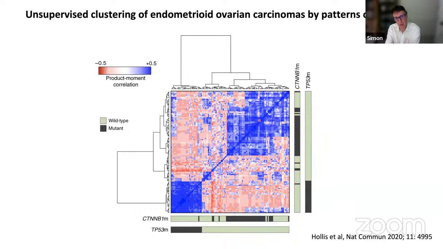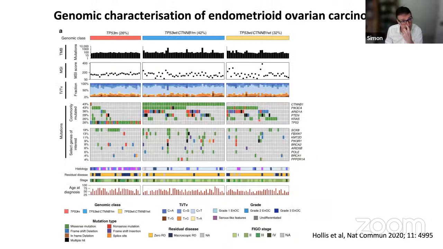So this is unsupervised. This is agnostic. We haven't told the algorithm what to look for. It's just pulled these out on the basis of similarity. And when you look in more detail at this, you see that there are essentially three groups. There are those that are P53 mutant, and then the P53 wild type tumors can be split into two based on whether there is or is not beta-catenin mutation. And these separate out quite nicely on the basis simply of mutational presence or absence.